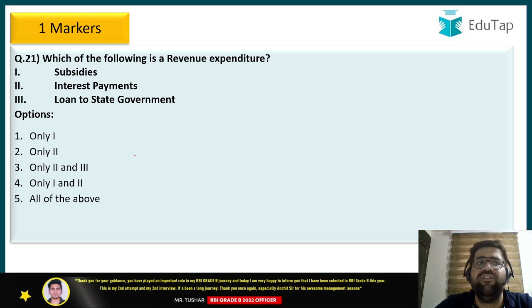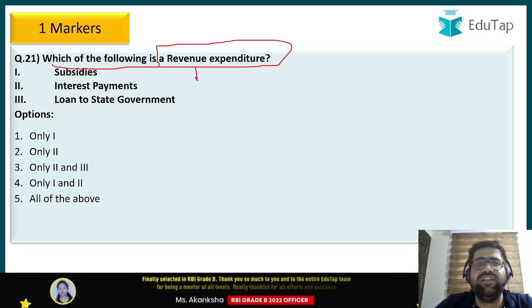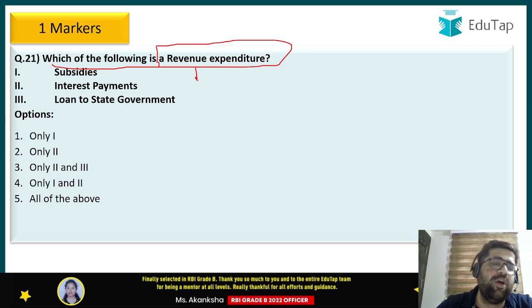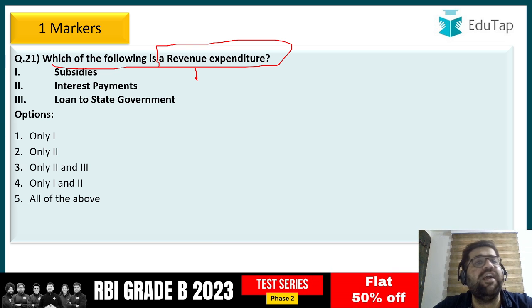Now we are coming to the 1 markers. Which of the following is a revenue expenditure? This question relates to economics, because in economics we have the chapter on budget, but they have asked this question in the finance paper. So again, you need to have holistic knowledge.